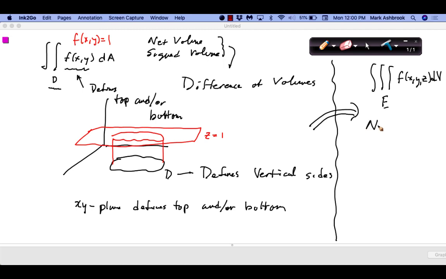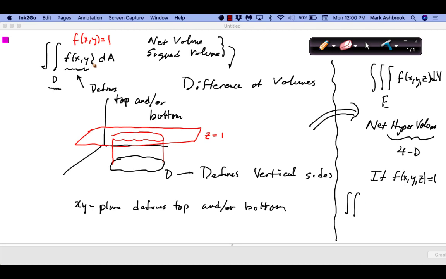Yeah, so like net 4-dimensional volume. So we call it hypervolume, or the difference of these volumes in 4 dimensions. Okay? And so then what if f of xyz is 1? If we integrate 1, then what does it compute?